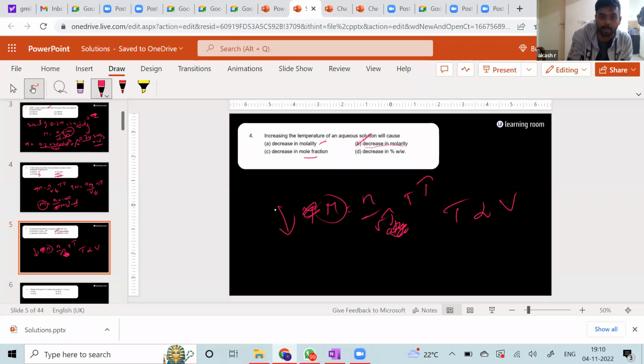Again, mole fraction, only the number of moles is there. Weight by weight percentage, again only weight, mass is there. That is not going to change. Whereas wherever you have a volume term, in that case you're going to have some changes.